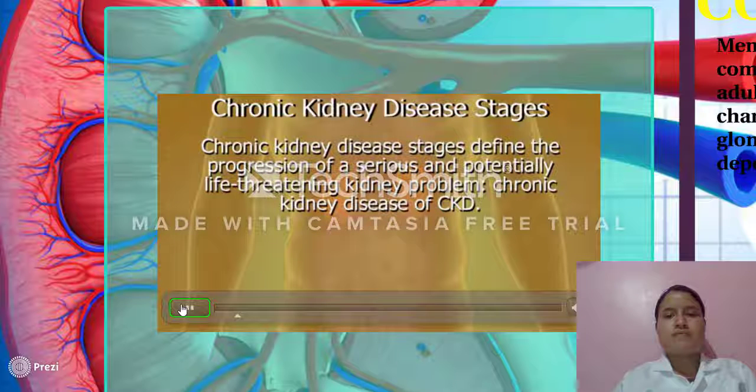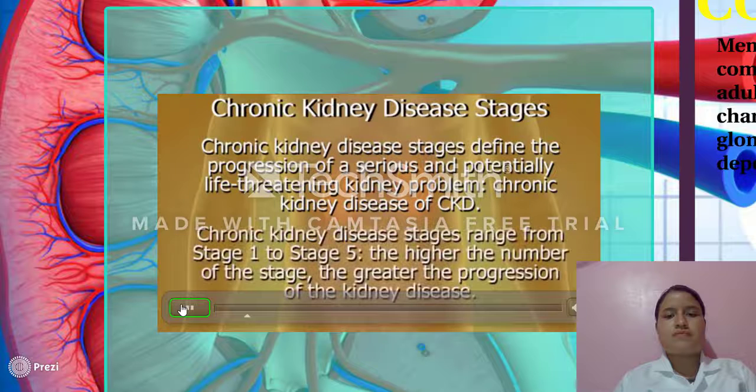Chronic kidney disease stages define the progression of a serious and potentially life-threatening kidney problem, chronic kidney disease, or CKD. Chronic kidney disease stages range from stage 1 to stage 5. The higher the number of the stage, the greater the progression of the disease.